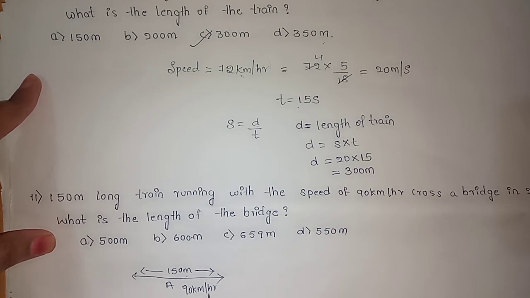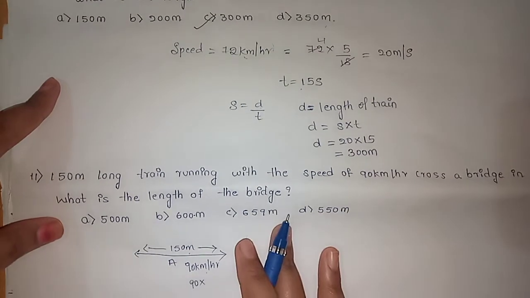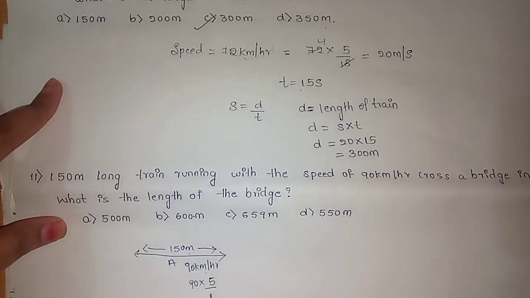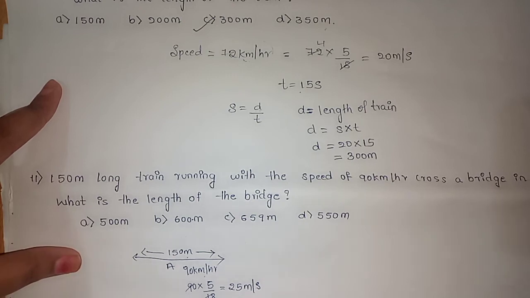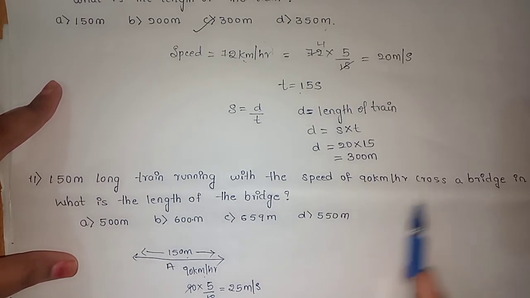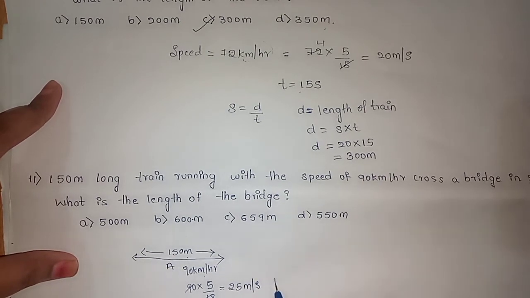What is the formula to convert kilometer per hour to meter per second? Just multiply the given one by 5 by 18. That gives 25 meter per second. Now we know the speed and the length of the train. It crosses a bridge in 26 seconds.